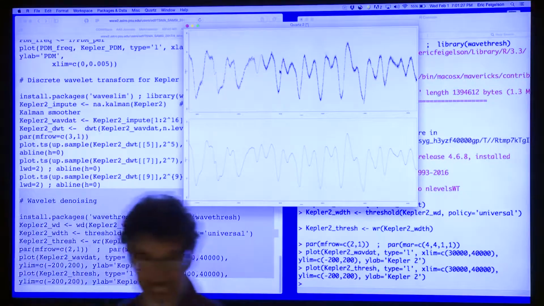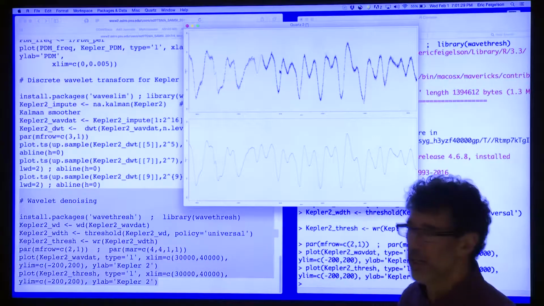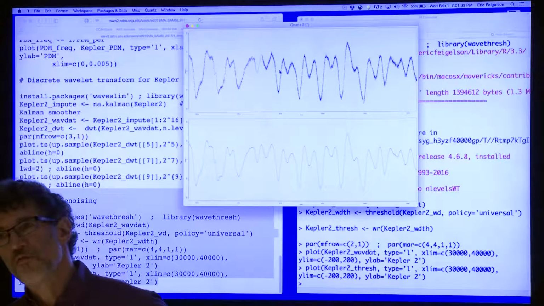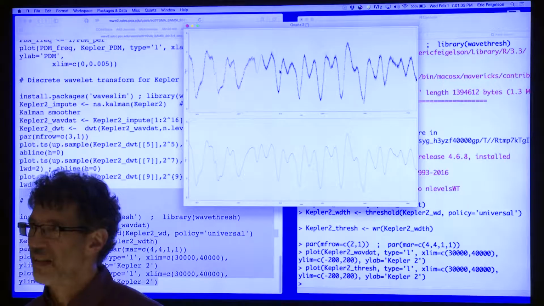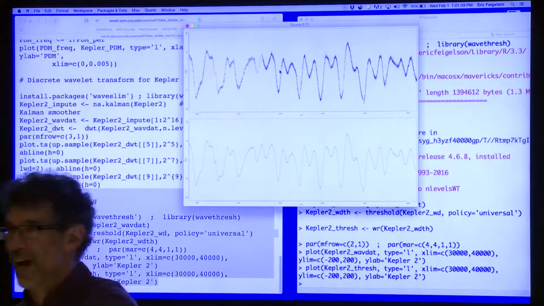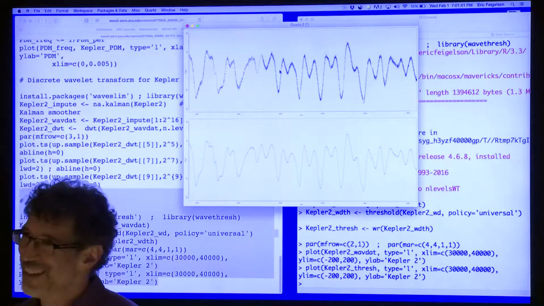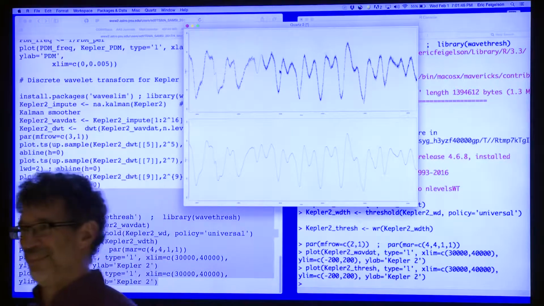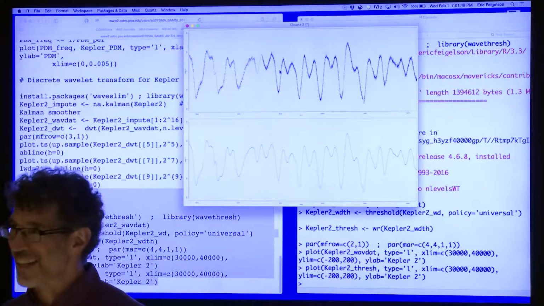I'm not saying Lomb-Scargle isn't good, especially when we have periodic phenomena. All I want to say is the repertoire is vast in time series analysis. And the repertoire in R and CRAN packages is huge. And if you're skilled, you can just do marvelous things.